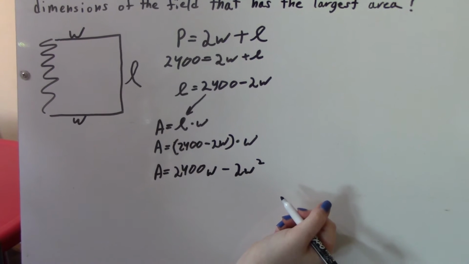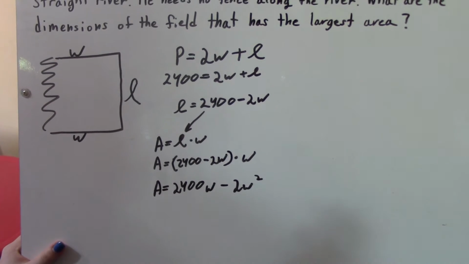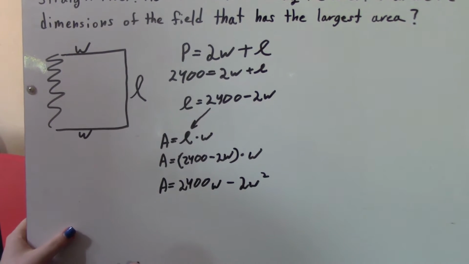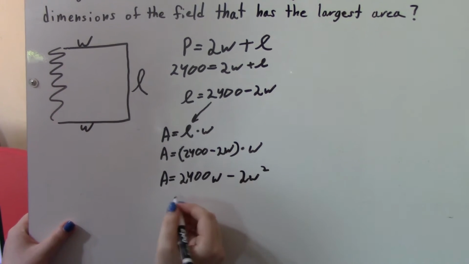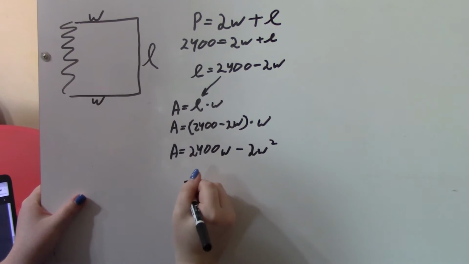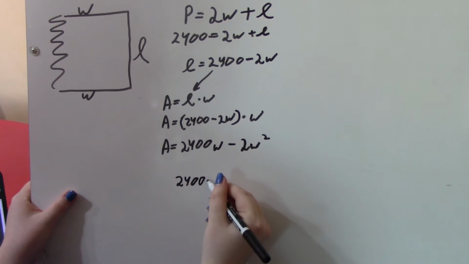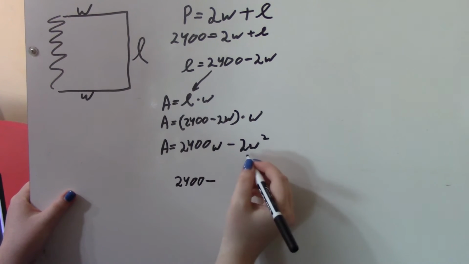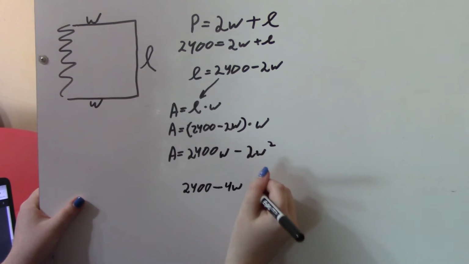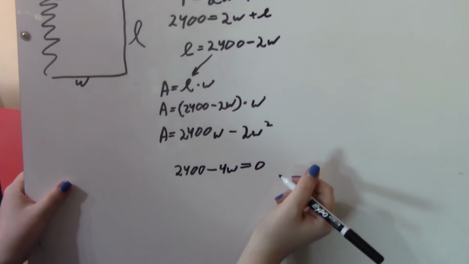Next, we're going to solve for 0 using our first derivative. First, we need to find the derivative. The derivative of 2,400W is just 2,400, and then we subtract the derivative of 2W squared, which gives us 4W. We're going to set that equal to 0 and solve.